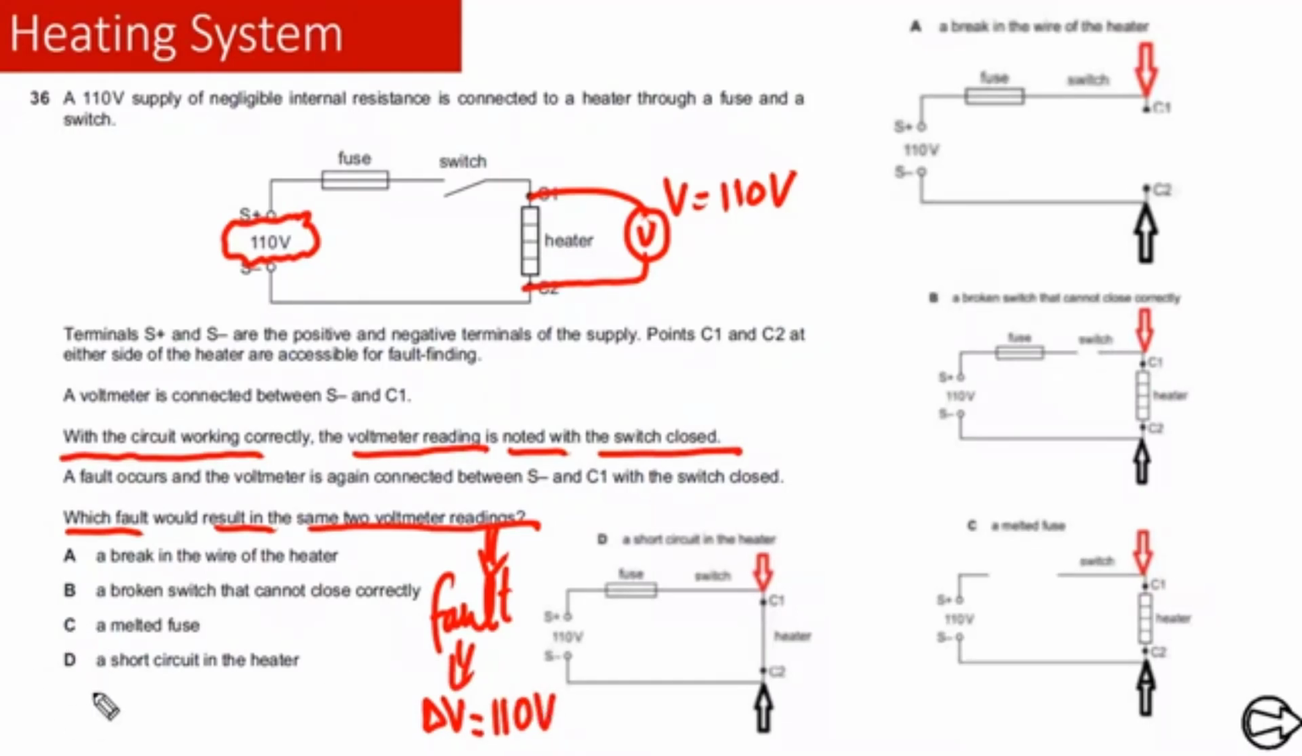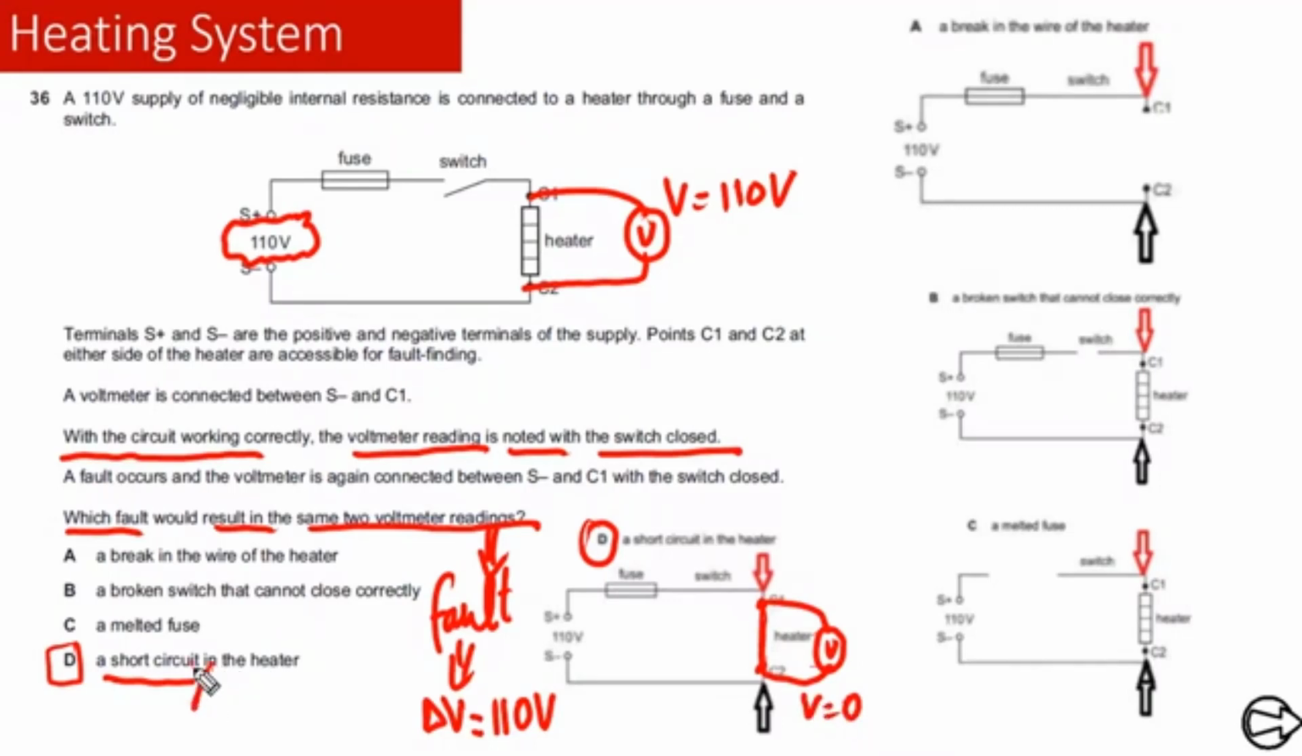So we have four different types of faults and four options. We need to choose the right option. Let's look at option D. First of all, when there is a short circuit, you can imagine it's just a wire. If it is just a wire, it means there is no potential difference if you connect a voltmeter here. So in this case, for option D, the voltmeter reading will be equal to 0.